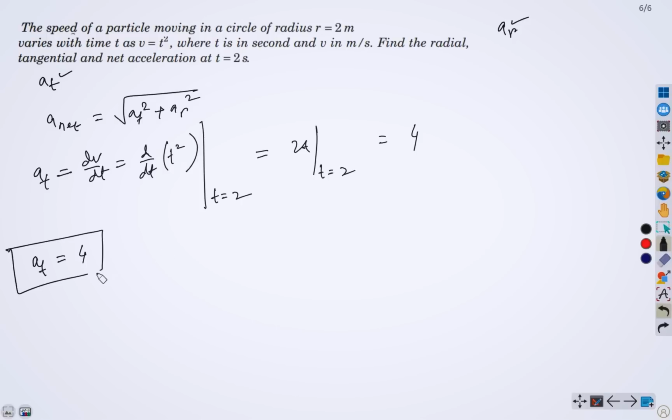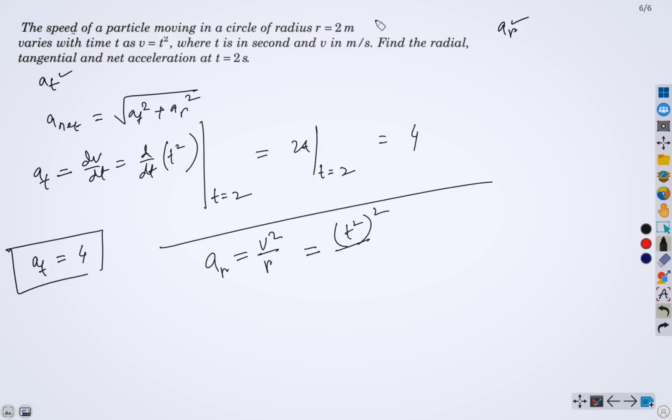Okay. And once we obtain AT, we have to determine our AR. How will we determine our AR? AR is determined by v square by R. We have v as t square. So t square by R. Our R is 2 meter, right? And this is at t equals 2 point. So this gives us 2 square upon 2. This is 2 to the power 4 by 2. This is 2 cube. So we obtain our AR as 8.